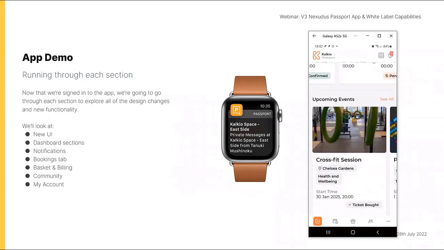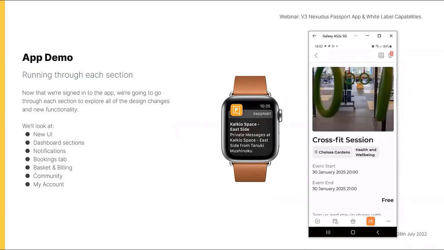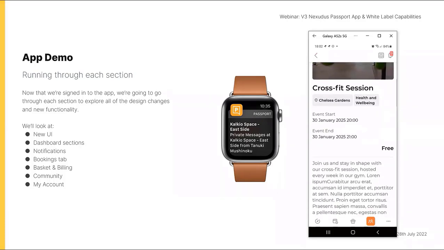The events section here will show any upcoming events and allow customers to tap on an event to go directly to that listing. From there, they'll be able to see all details of the event and also purchase tickets.